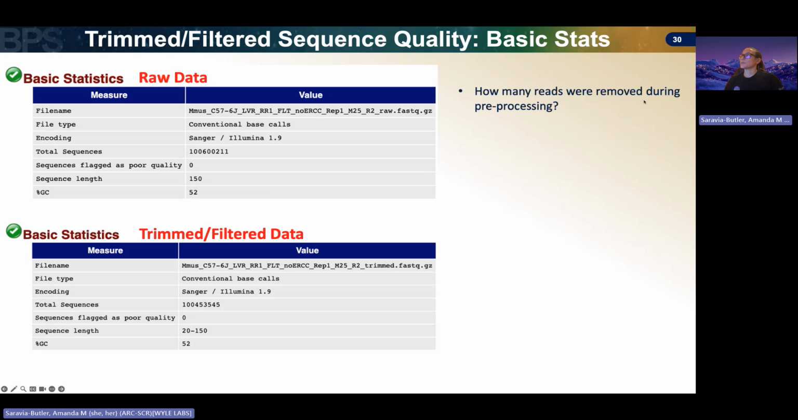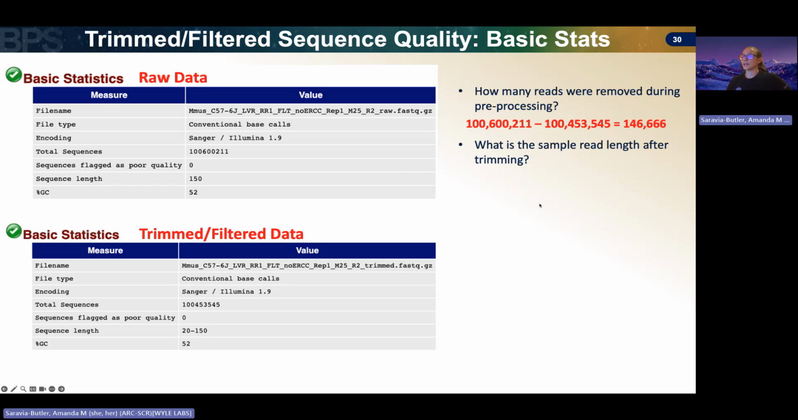So how many reads were removed during the pre-processing or trimming step here? Well, you could just look at the total sequences of your raw data and then subtract the total sequences left after trimming from that number. And you see here that we have around 146,000 reads that we ended up removing after trimming.